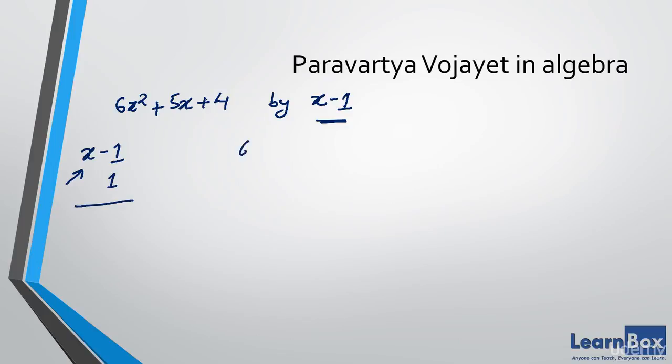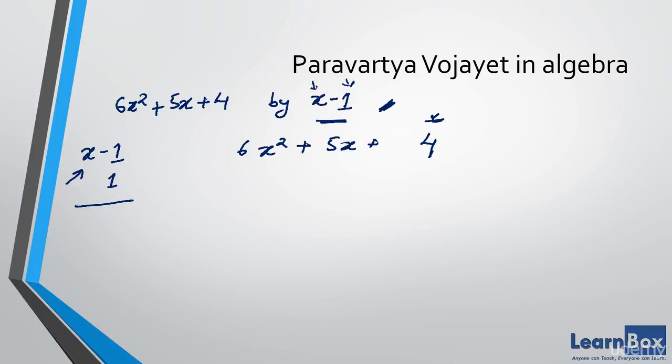Now we'll write 6x square plus 5x plus 4. This 4 here is written a bit further from the other coefficients. Why? Because this is x minus 1. So there are two coefficients in the divisor, so the remainder here will be in one term.